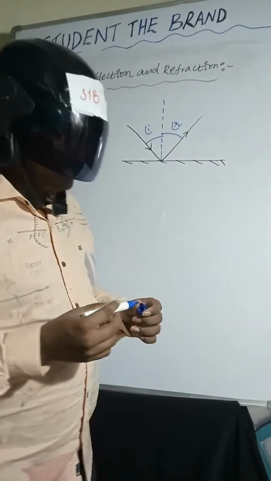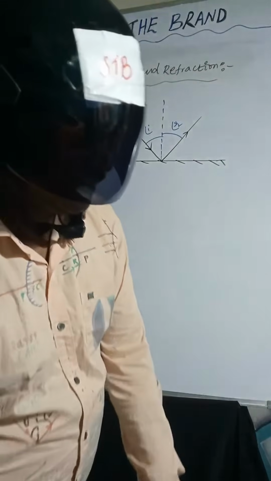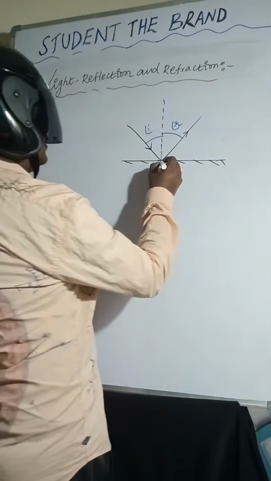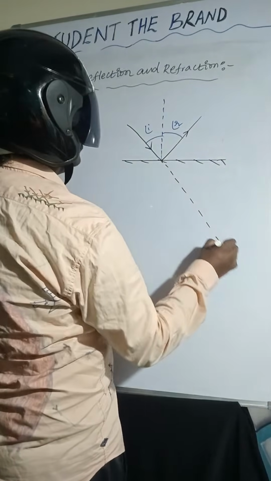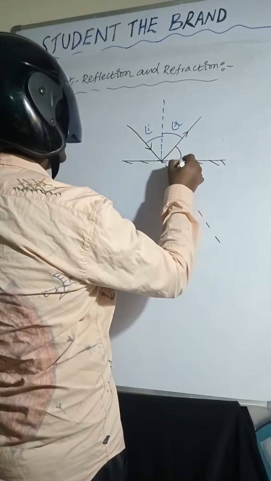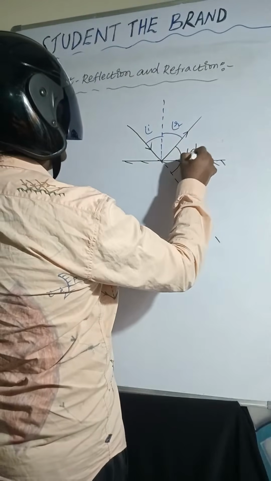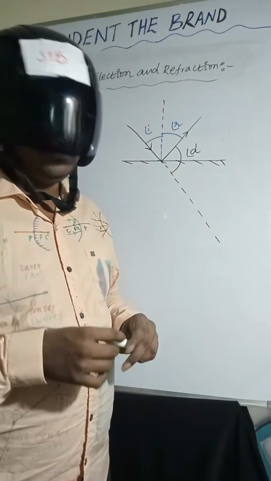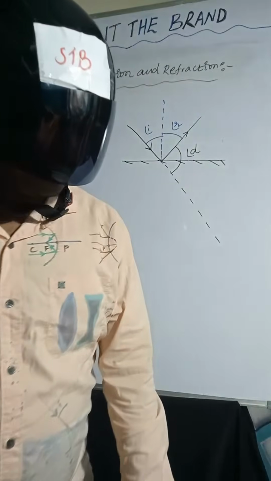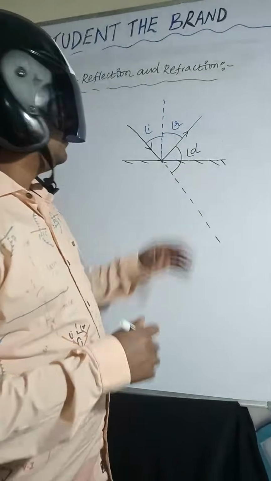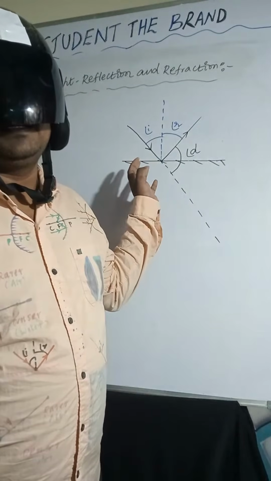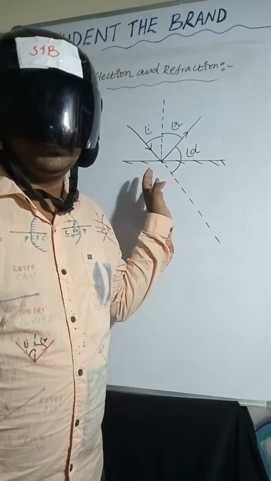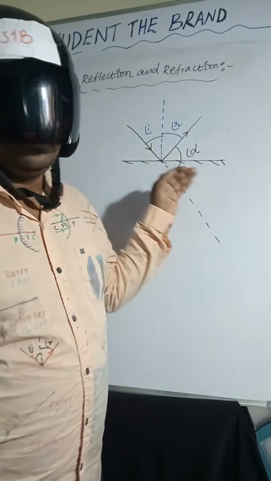And we can see here this undeviated line. The angle between the reflected ray and the undeviated line is called the angle of deviation. The bouncing back of the light from the reflecting surface is called reflection of light.